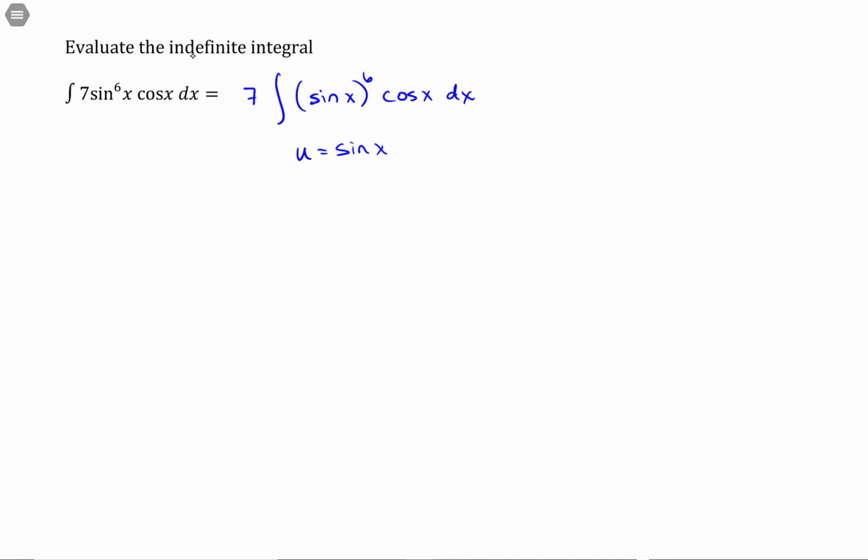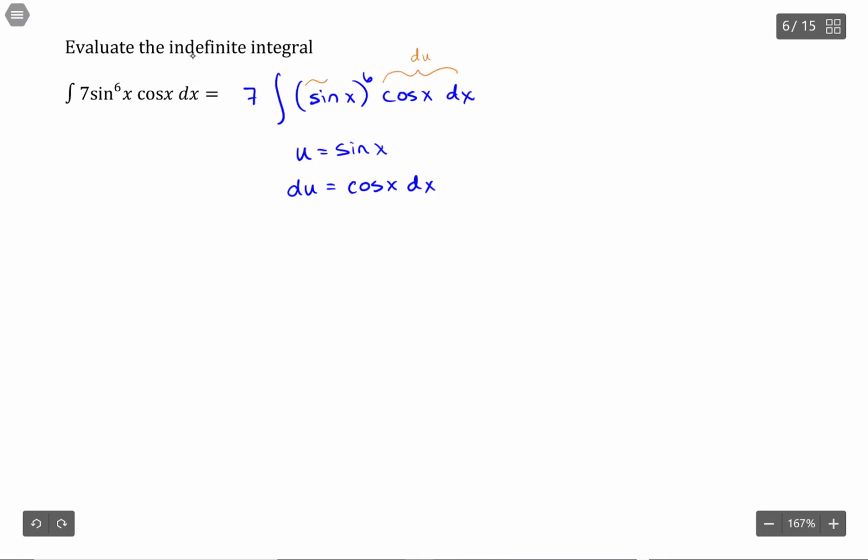Now, the other thing about this choice of u is you need the derivative of that function to look like some other part of the integrand. So the derivative of sine is cosine x. So we say du is cosine x dx, which means this will get replaced with du, and this will get replaced with u. So after substituting, we're going to have 7 times the integral of u to the 6th power du.